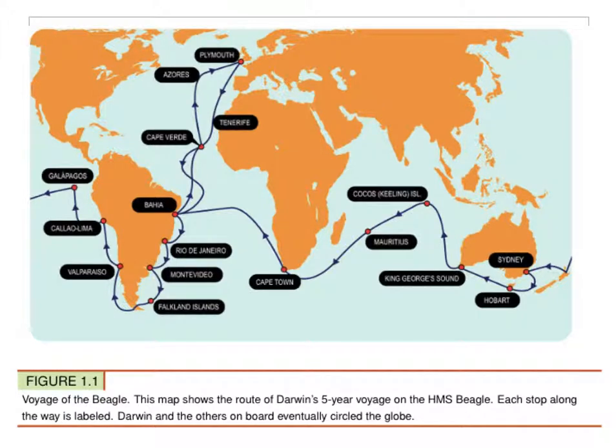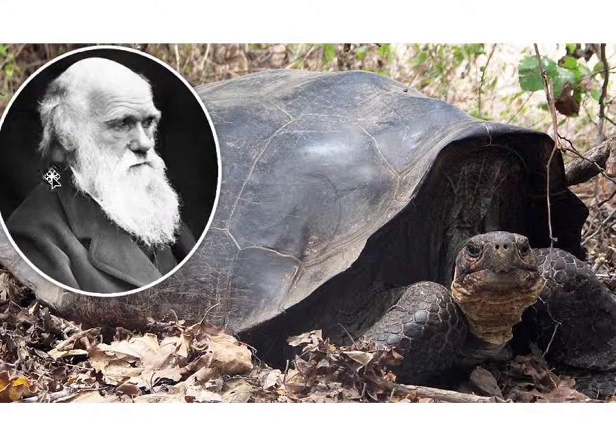Here is a map showing you the Beagle's journey and where it went. And you can see at some point we're going around South America, and we get to these islands known as the Galapagos. Here's a picture of Charles Darwin as an older man. And this is Charles Darwin's famous celebrity turtle known as Harriet. And she lived to be a ripe old age because she only died in 2006.